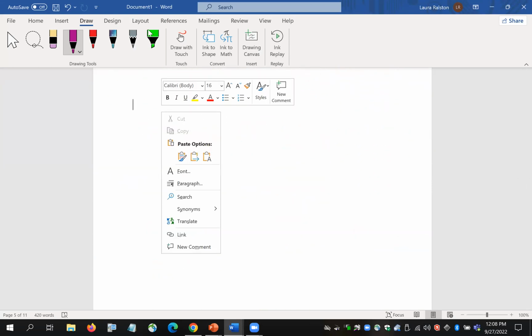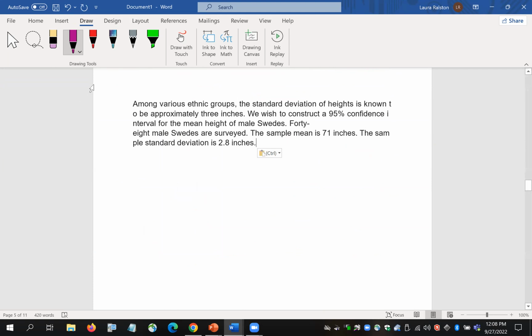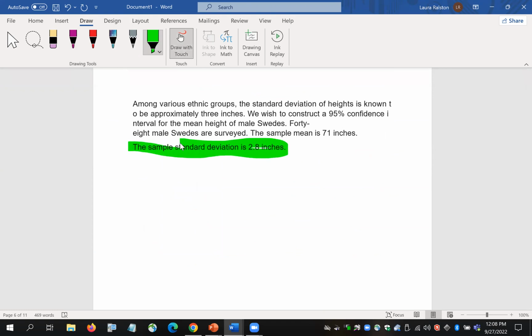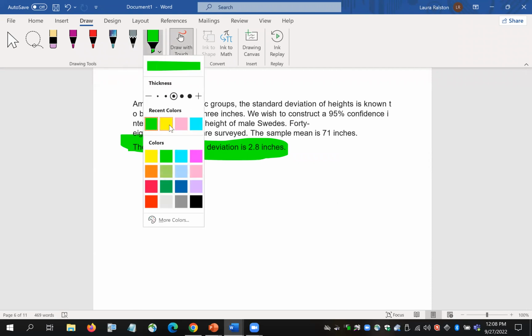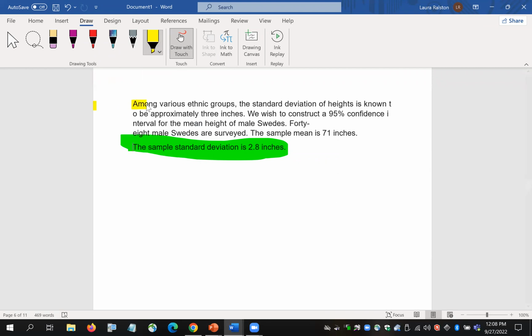This problem actually gives you both the population standard deviation and the sample standard deviation. It's obvious that it gives you the sample standard deviation. It's the last sentence, and it clearly says the sample standard deviation is 2.8 inches. But guys, you've got to be careful, because back up here in this first sentence, it says the standard deviation is known to be 3.